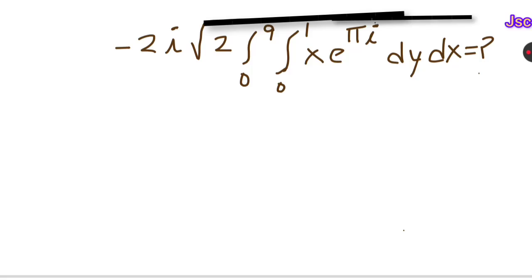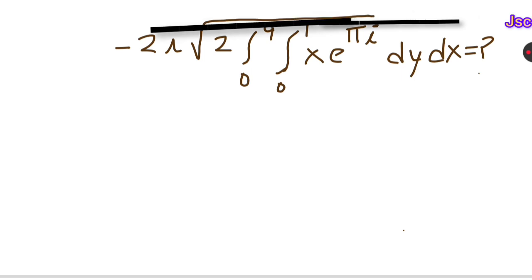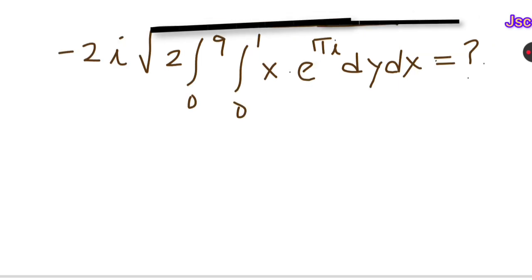Today's question is minus 2i times square root of 2 times the integral from 0 to 9 and the integral from 0 to 1 of x times e raised to the power of pi i dy dx. We need to find the value of this. This question looks difficult, but after watching the solution you can realize that it is very easy. Let's see how to solve this.